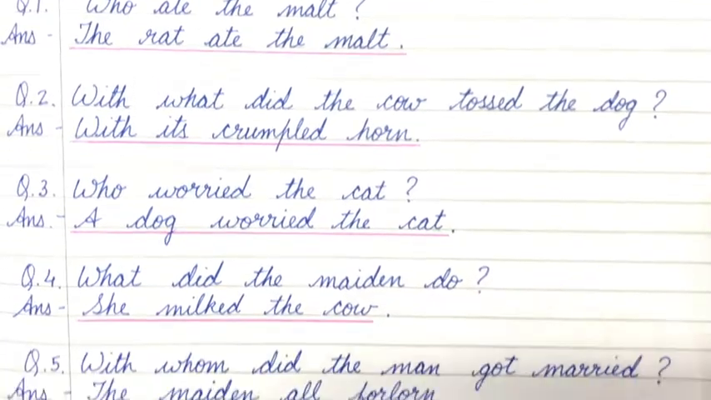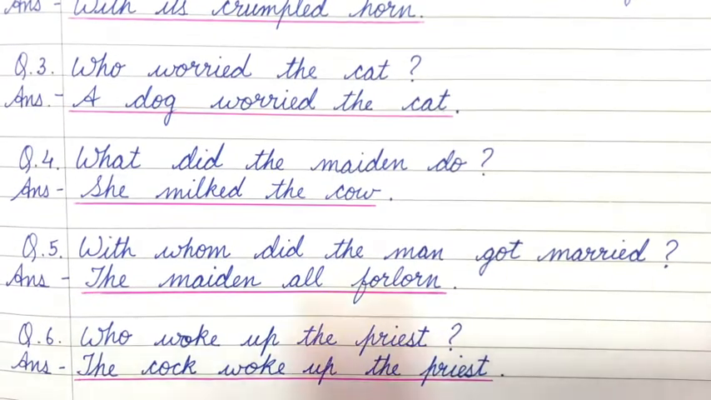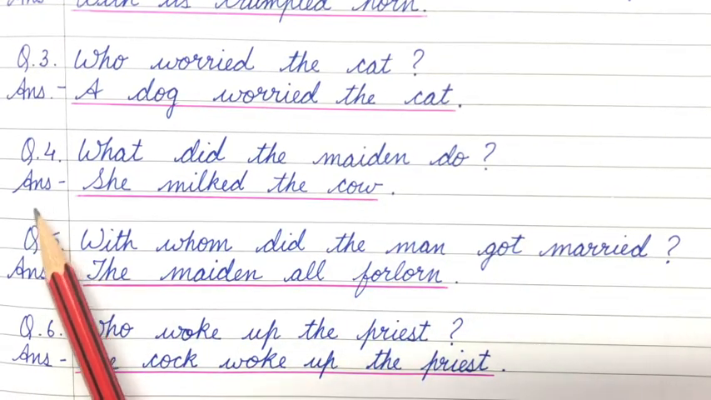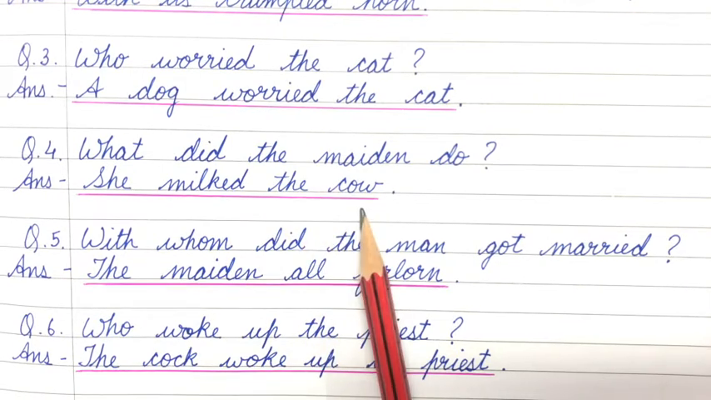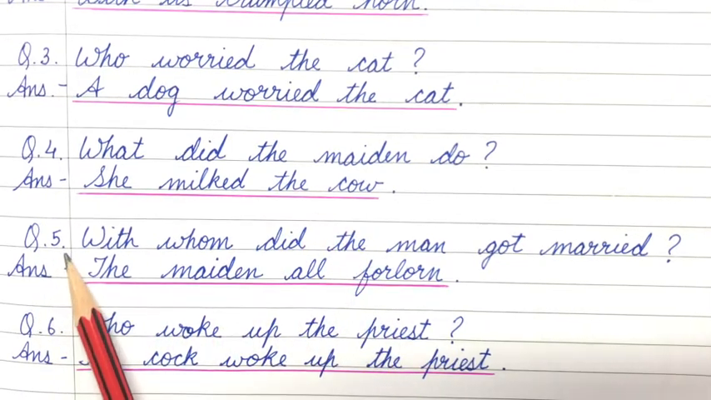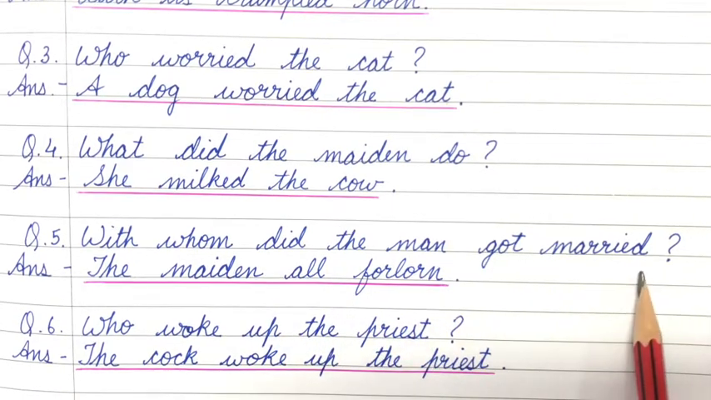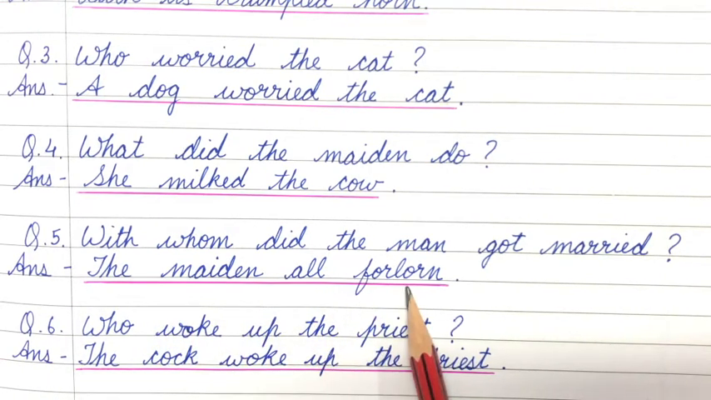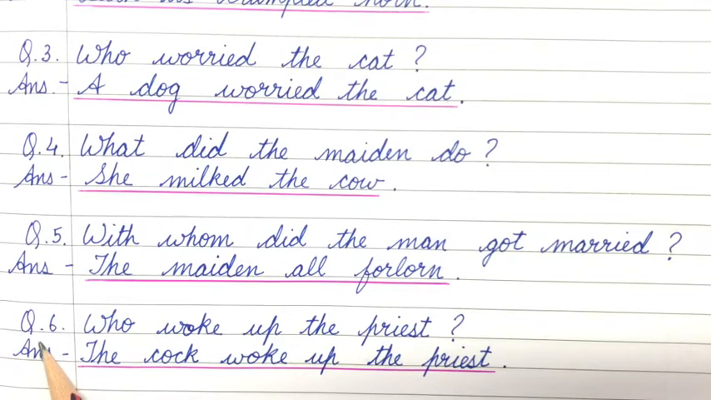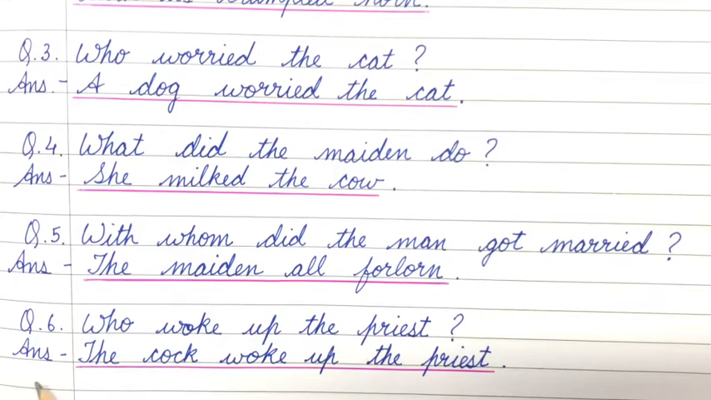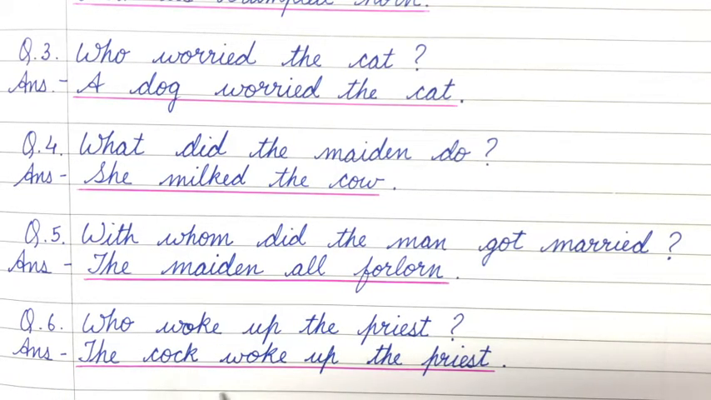Question number 4. What did the maiden do? The answer is she milked the cow. Question number 5. With whom did the man get married? The answer is the maiden all forlorn. Question number 6. Who woke up the priest? The answer is the cock woke up the priest.